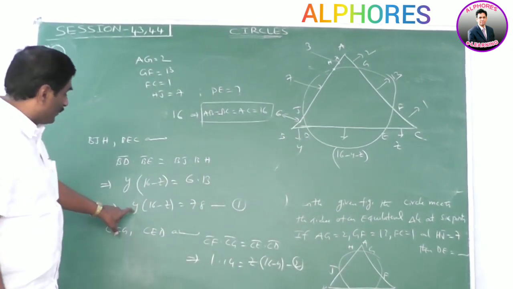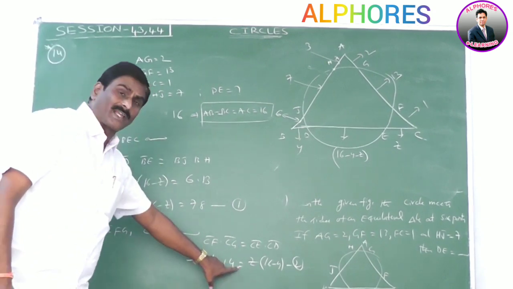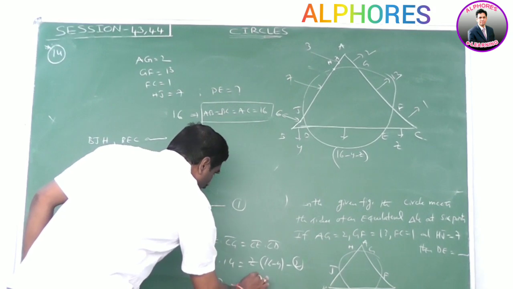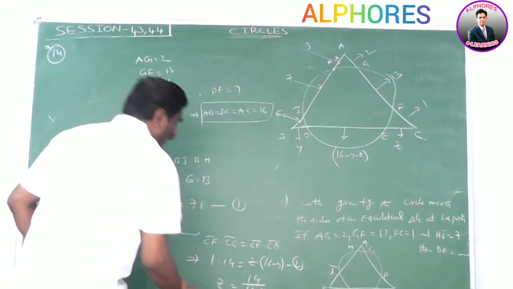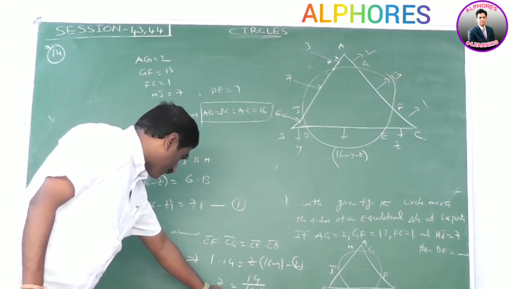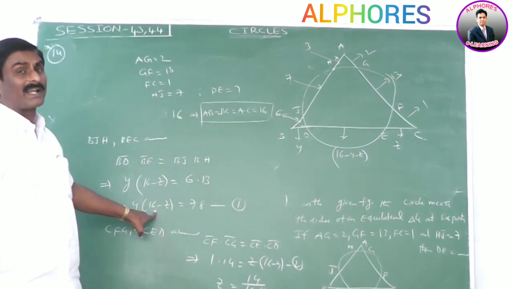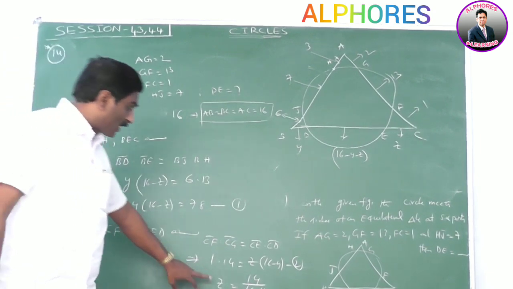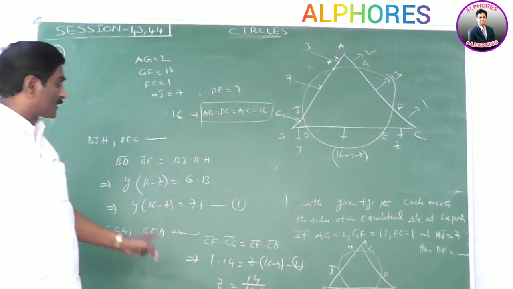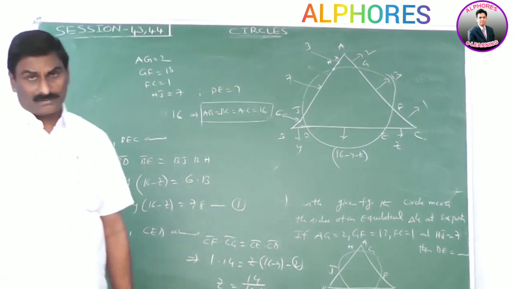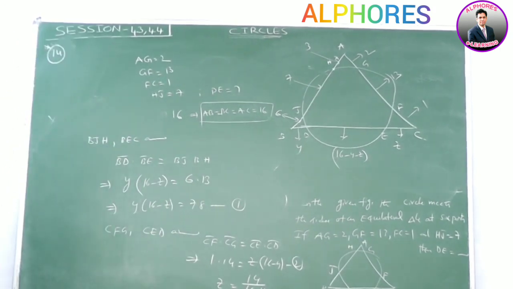In this case, y and z are variables. In this case also, y and z are variables. From equation 2, z is equal to 14 by (16 minus y). Substitute this value in this equation. We get a quadratic in y. Find the values of y. If y is a known value, z we automatically get. By solving 1 and 2, we get the values of y and z.